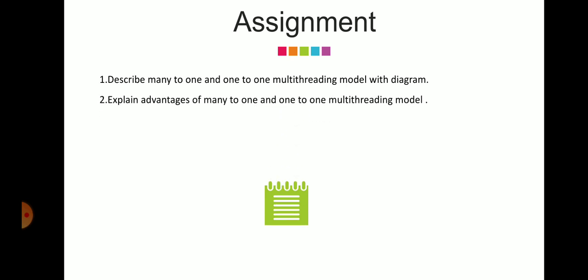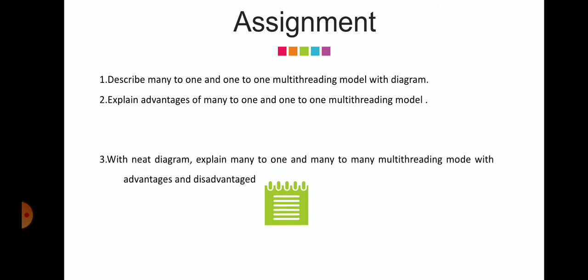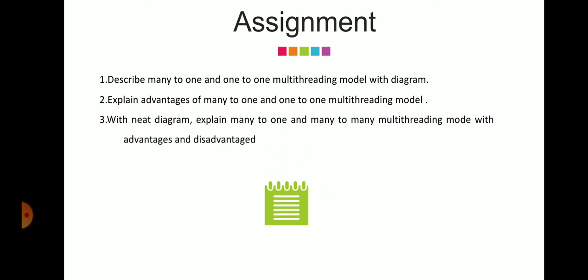Now the last part is the assignment. Describe the many-to-one and one-to-one multithreading model with a diagram, or explain the advantages of the many-to-one or one-to-one multithreading model. Next question: with a neat diagram, explain the many-to-many multithreading model with its advantages and disadvantages. Next question: list and explain the various types of multithreading model with an example.